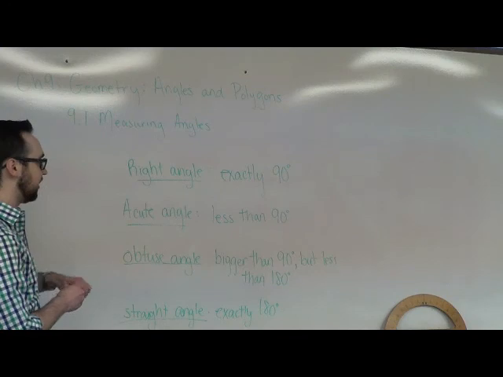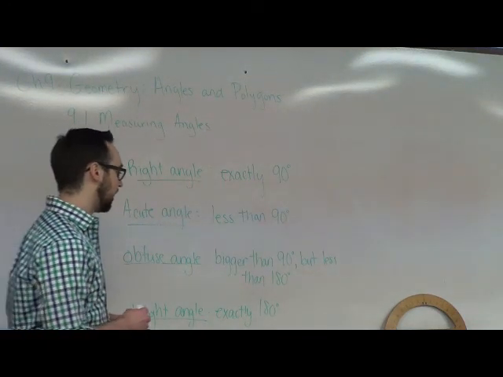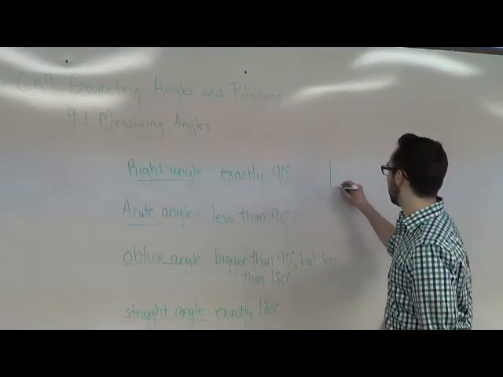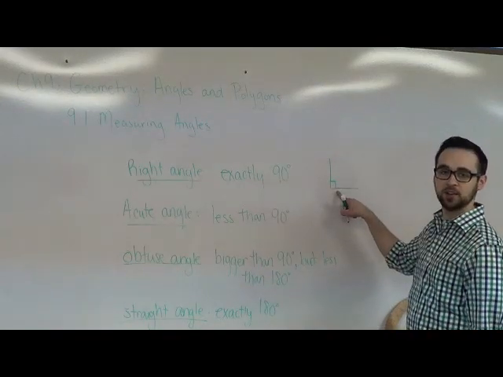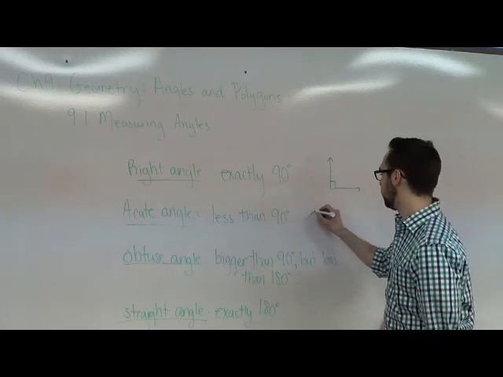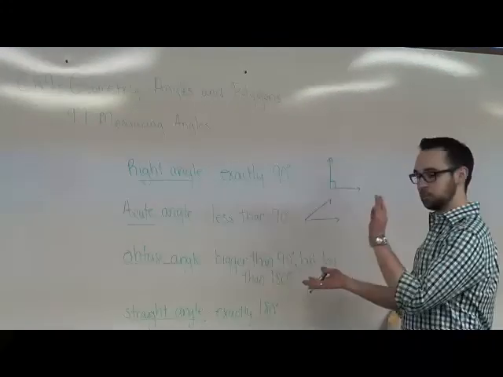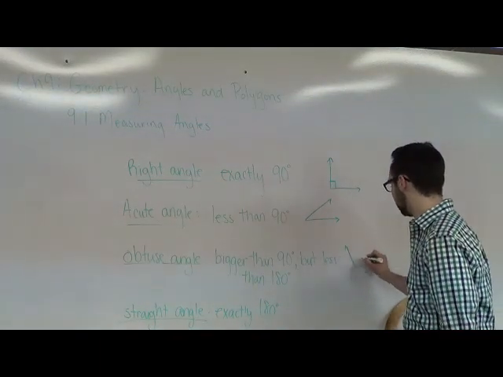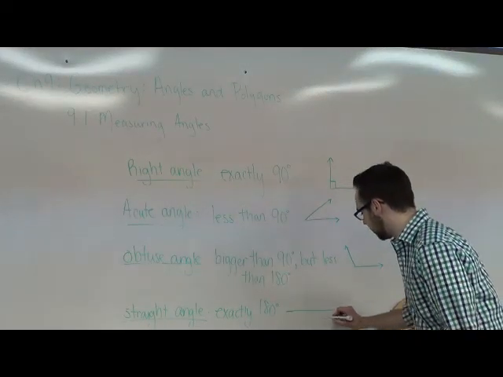So 4 types of angles. We have exactly 90, exactly 180, then we have less than 90, and then we have between 90 and 180. So I'm just going to draw a picture for you of each of these. A right angle is going to be a corner. Okay, and we have this little square that marks 90. So this is a right angle. Acute is going to look something like this. So it's smaller. Obtuse is going to look something like this. We just looked at an obtuse angle because it's between 90 and 180. And a straight angle is just going to be a straight line.